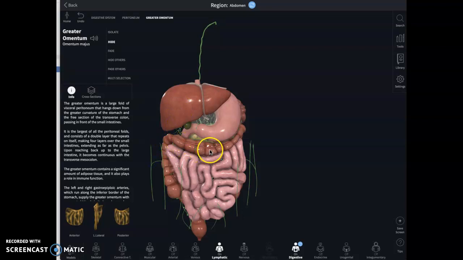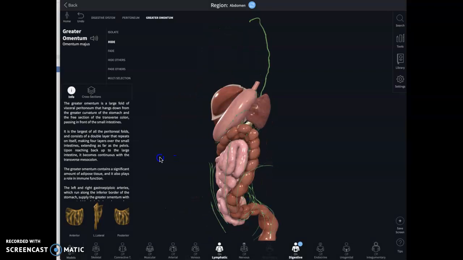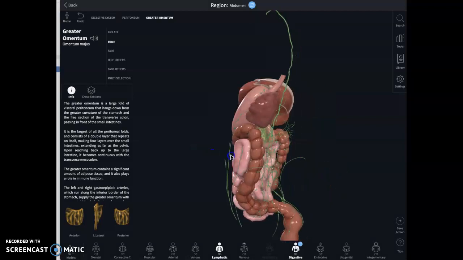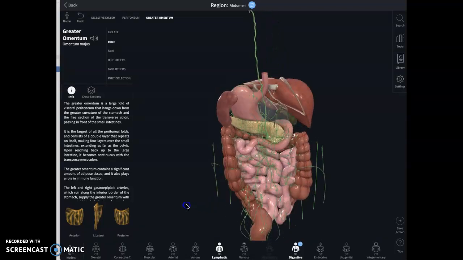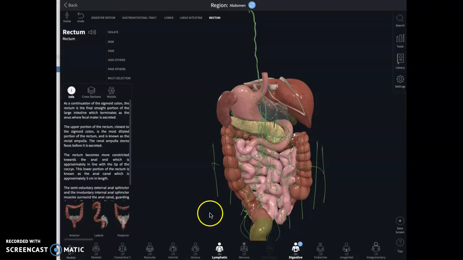We have the transverse colon. We go around to the splenic flexure. I do not like left because, again, I have to spin it around to see left. And we have the descending colon. Then see how the sigmoid colon really is an S? And then we have our rectum right there.